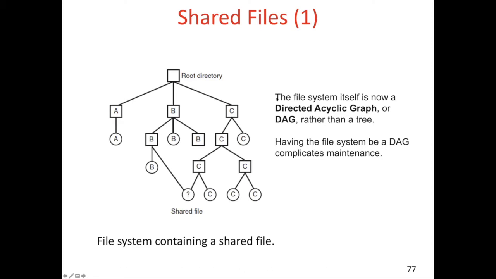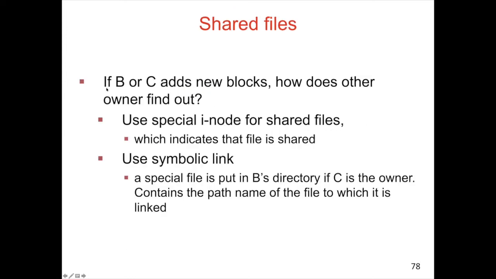If the files are shared, the file system itself is now a directed acyclic graph, or DAG in short, rather than a tree. Having the file system be a directed acyclic graph complicates maintenance. If B or C adds new blocks, how does the other owner find out? The solution is to use a special inode for shared files, which indicates that the file is shared.